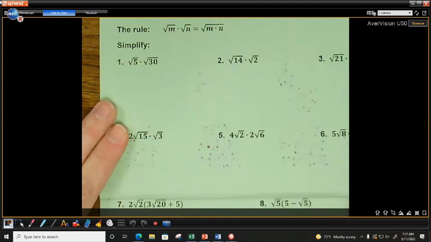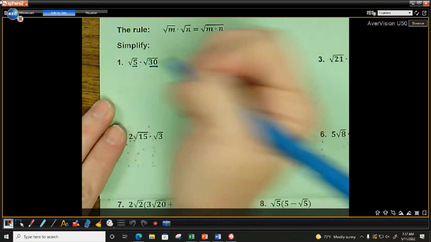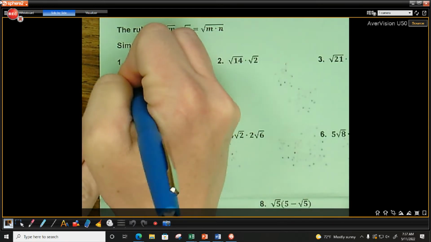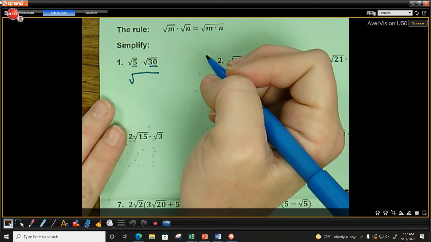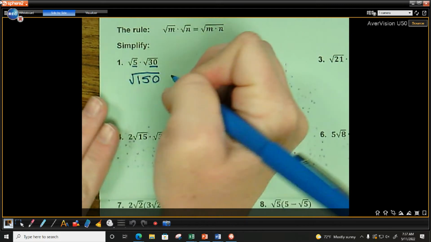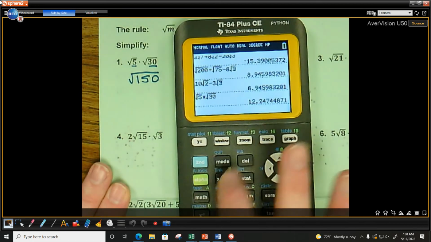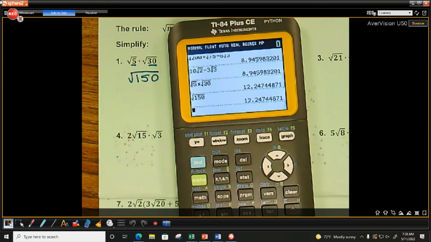Both the 5 and the 30 are under the radical. Is there any number outside the radical? Well, no. I just did 1, but no. So what's 5 times 30? 150. 5 times 30 is 150. Okay? Now, the tricky part, guys, if I typed in the square root of 150 in my calculator, do I get an equivalent decimal? Yes, but that's not my answer.